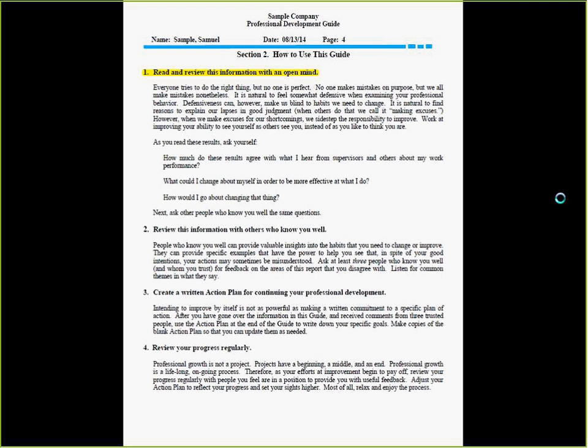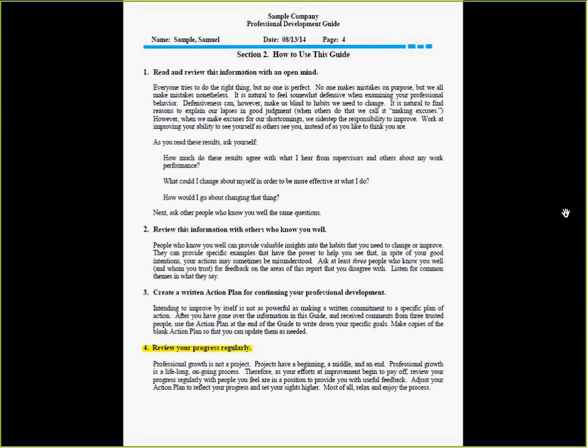The next section of the report is how to use this guide, which goes through a step-by-step process for using the PDG. Keep it in mind. Review information with at least 3 people who know you well; you may be surprised at what you hear. Write your goals and your progress regularly.